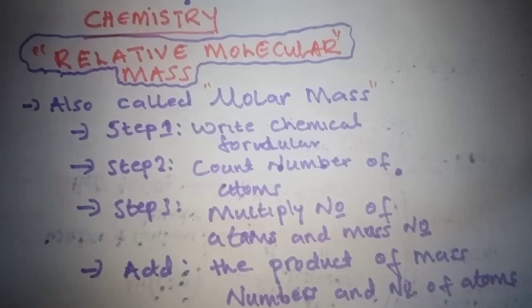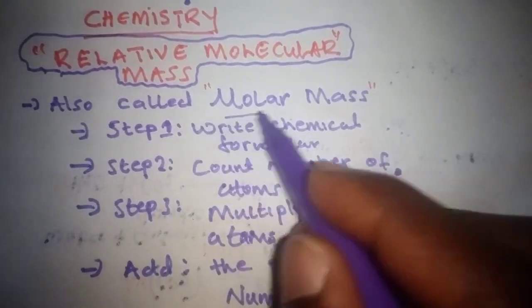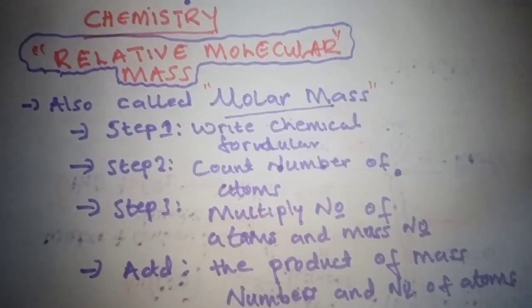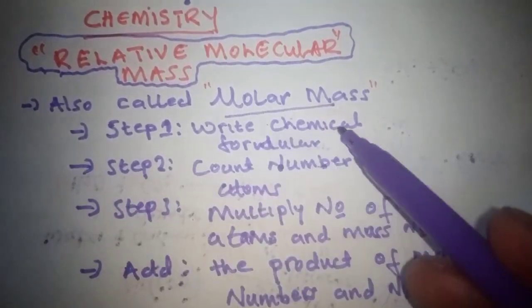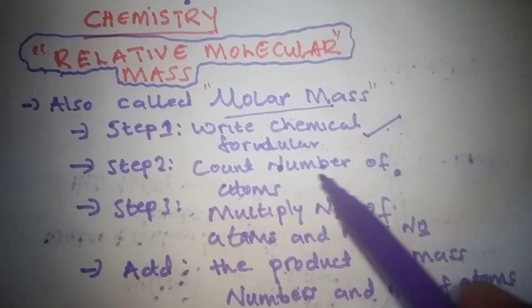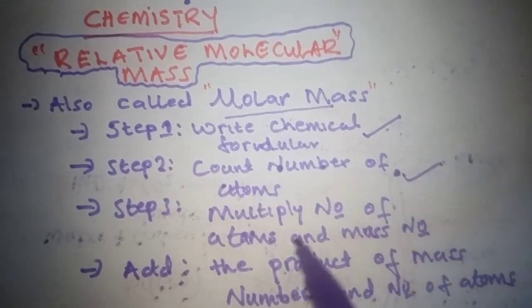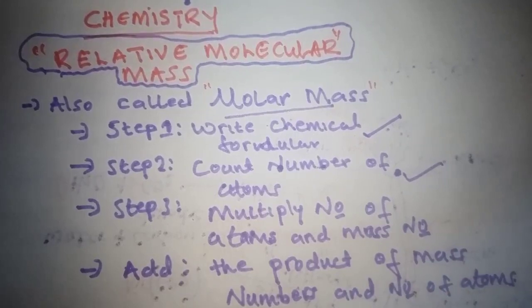In this video, we'll be looking at relative molecular mass. Sometimes we call it the molar mass. It has a few steps we need to follow. Step 1, write the chemical formula. Step 2, count the number of atoms. Step 3, multiply the number of atoms and the mass number, and then add the product of the mass number and the number of atoms. So let's go right quick to an example.